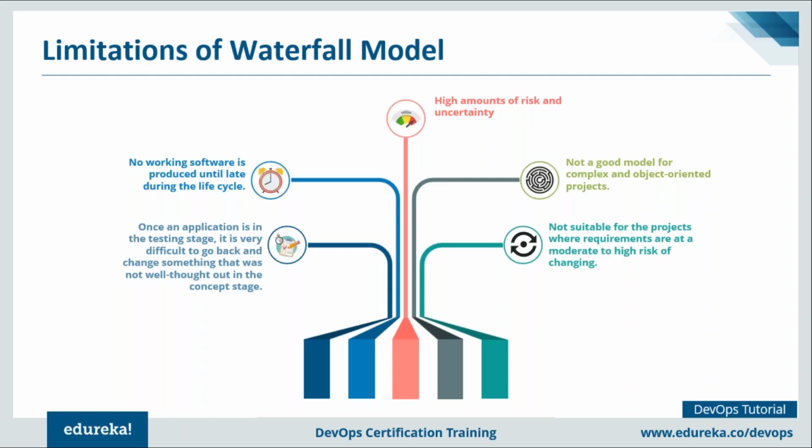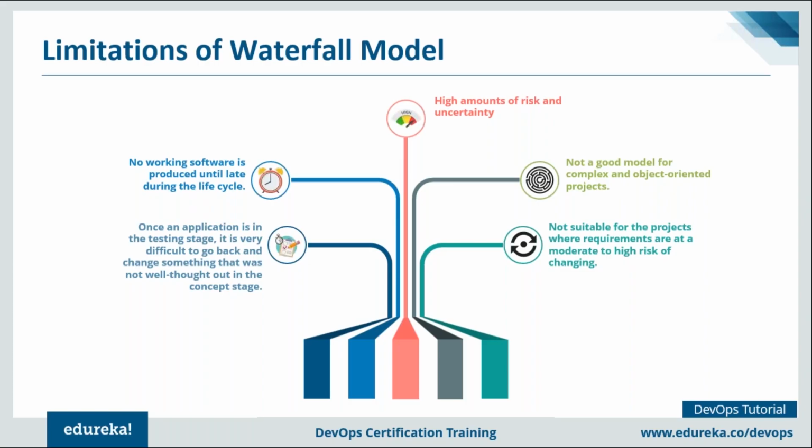Now, in order to remove that bug, you need to go through the entire source code of the application, which used to take a lot of time, right? So that is one very big limitation of waterfall model. Apart from that, no working software is produced until late during the life cycle. We saw that when we were discussing various stages of waterfall model.